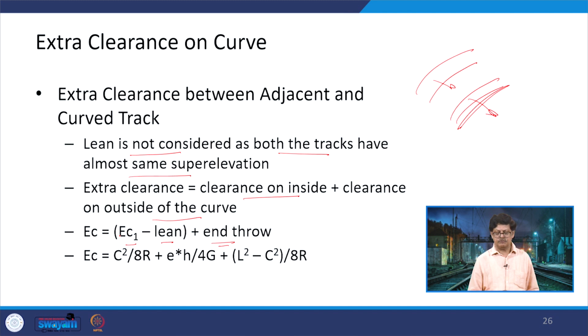EC1, which was the clearance on the inside, was because of the overthrow, the lean and the sway. Sway was 1/4 of the lean, where now lean is being removed because in this particular case lean is not an issue. So, the lean E into h divided by g, which was positive here, cancels out, and what we are left with is c square divided by 8r plus E into h by 4g, plus the end throw, which is L square minus c square divided by 8r.